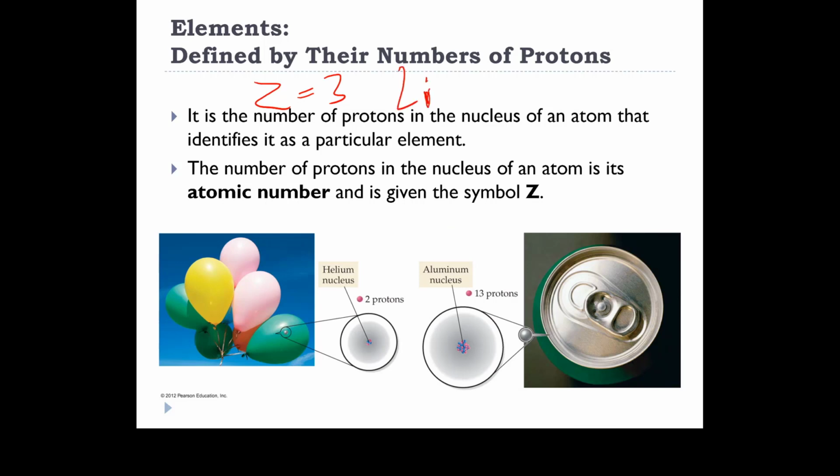So helium, no matter what type of helium it is, it's going to have 2 protons, right? Aluminum is going to have 13 protons. That's how we define the type of atom it is. We haven't said anything about the number of neutrons. We'll talk about that in a minute. That brings up the concept of an isotope.